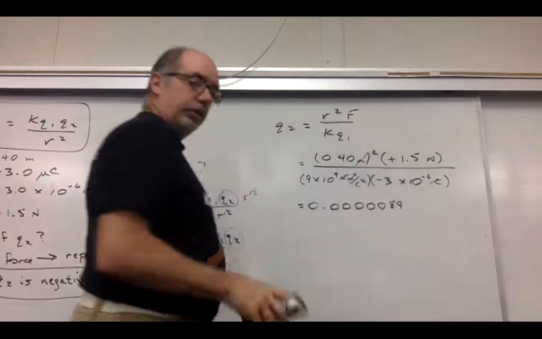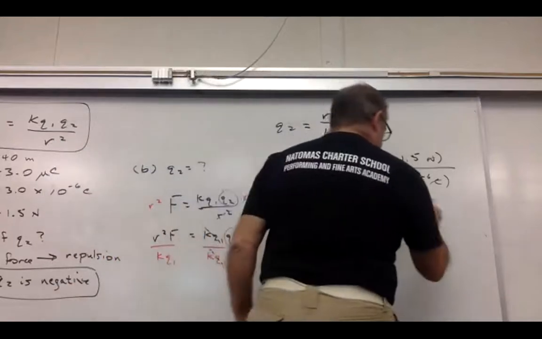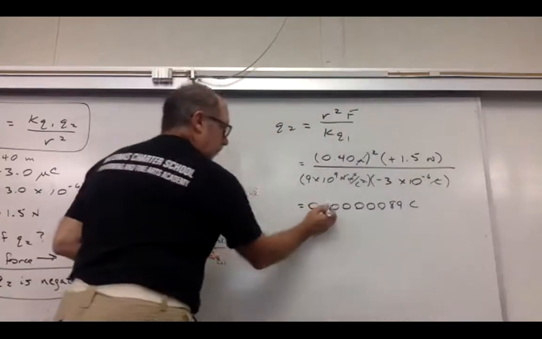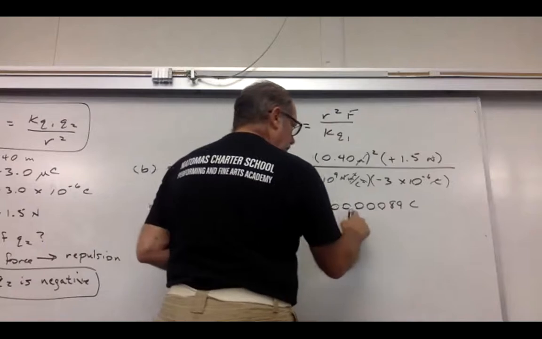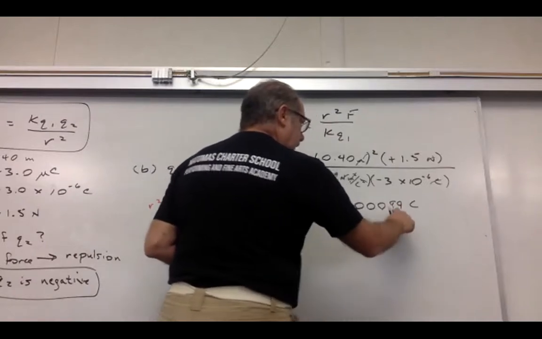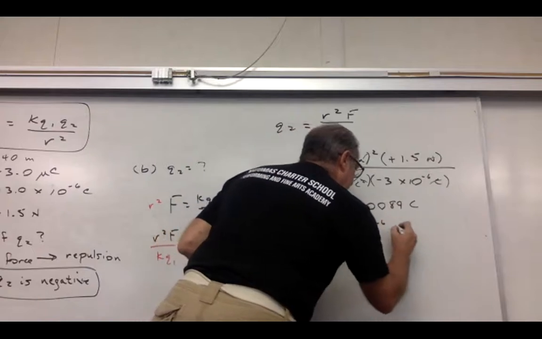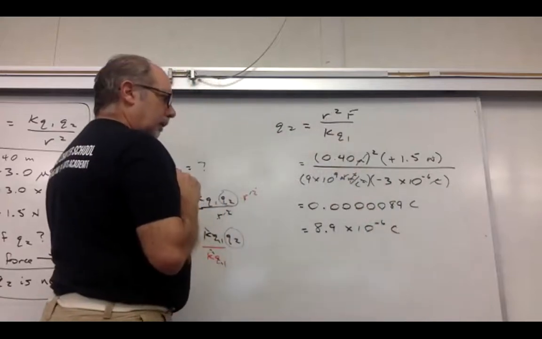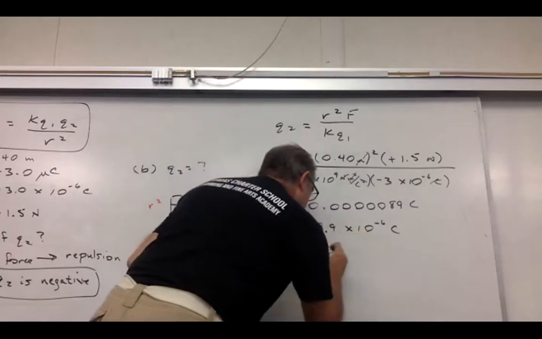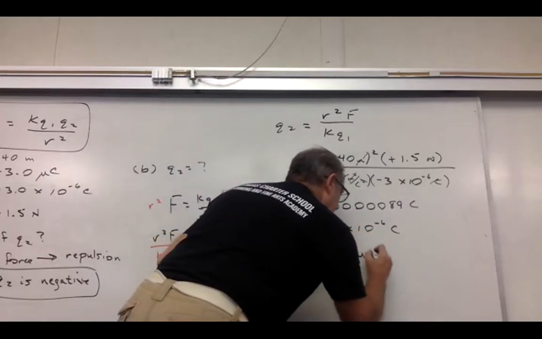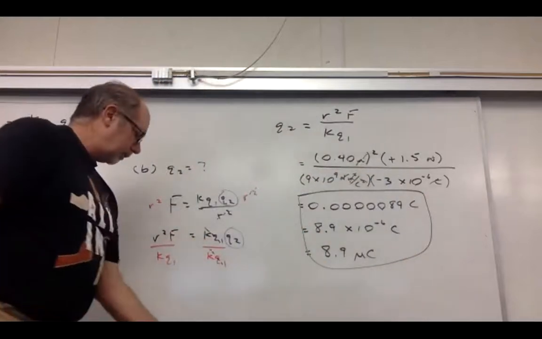So I'll just use 2 sig figs. So 0.00000089 coulombs. All right. Putting this into scientific notation, 1, 2, 3, 4, 5, 6. This is going to be 8.9 times 10 to the negative 6 coulombs. And remembering that 10 to the minus 6 is a microcoulomb, I could also write this as 8.9 microcoulombs. I would take any one of those 3 answers as correct.